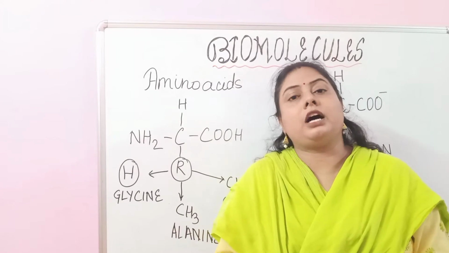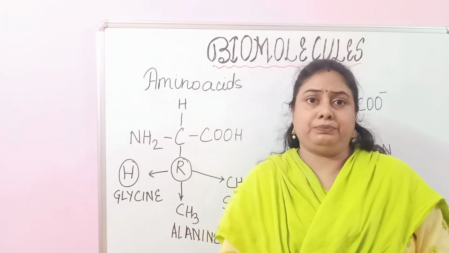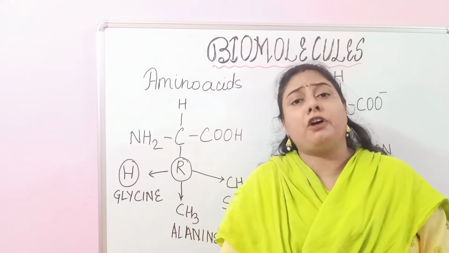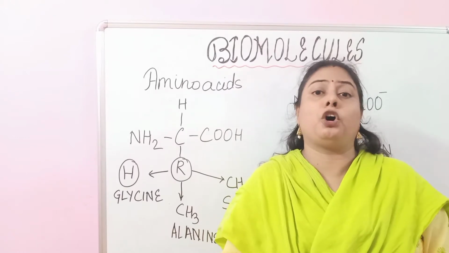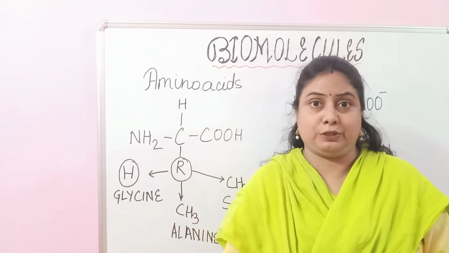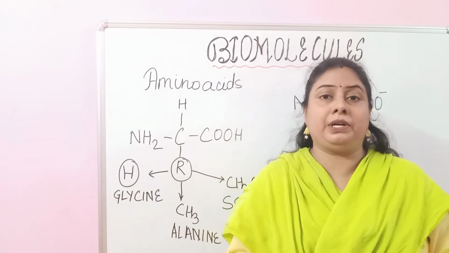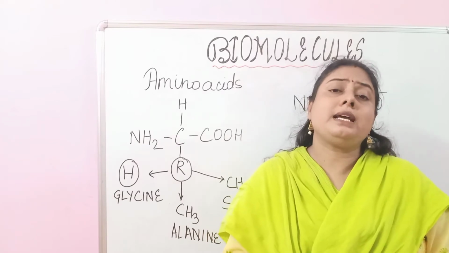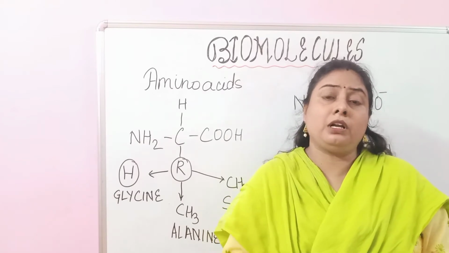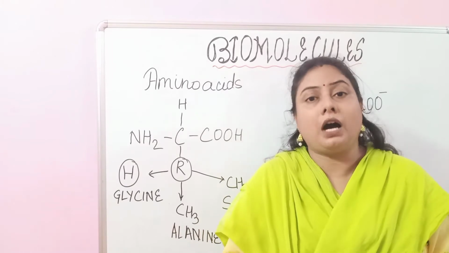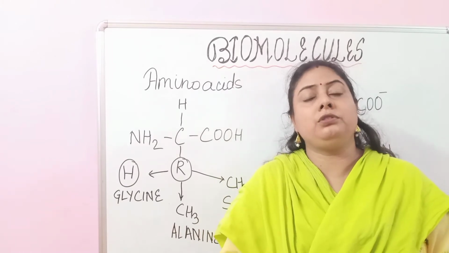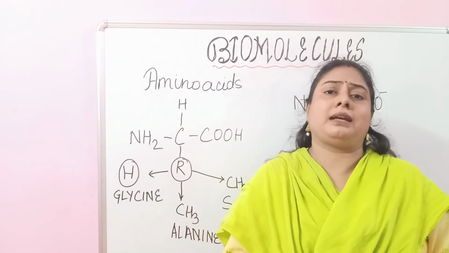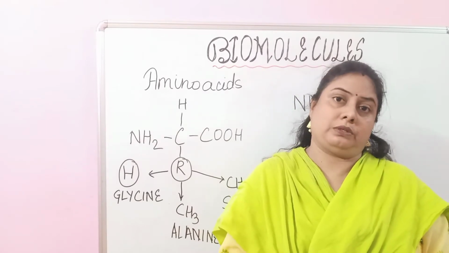Students, let us start with amino acids. By now, you know amino acids are formed by the degradation or breakdown of proteins. They are the primary units of proteins. Now, these amino acids are chemically composed of carbon, hydrogen, oxygen, nitrogen, and to some extent sulfur and phosphorus.